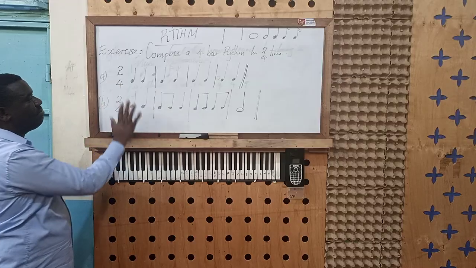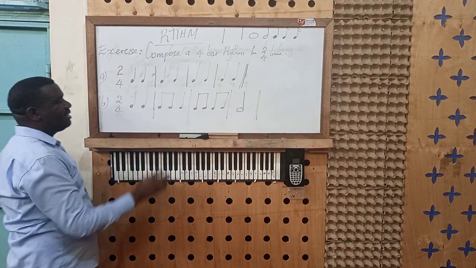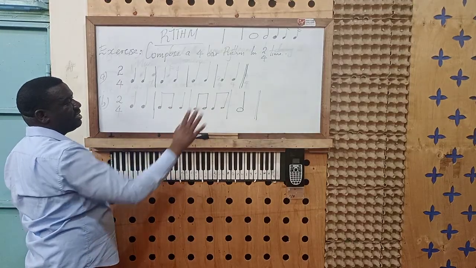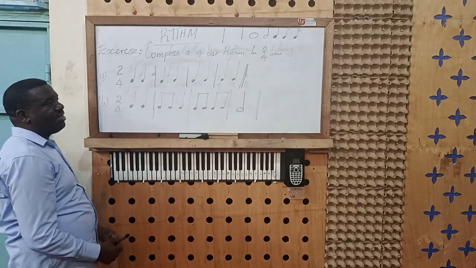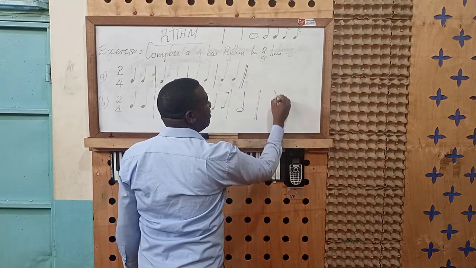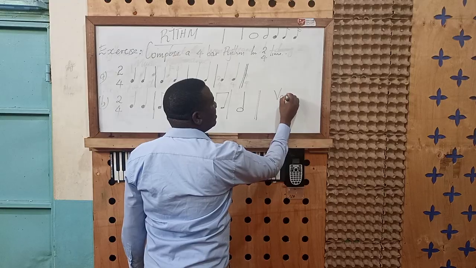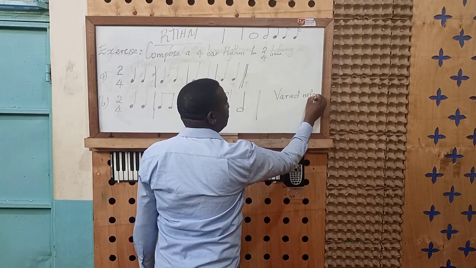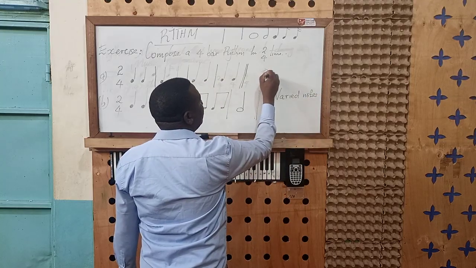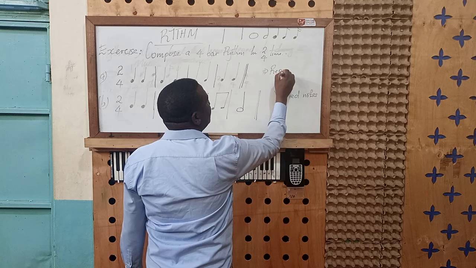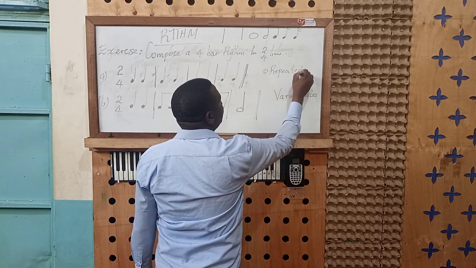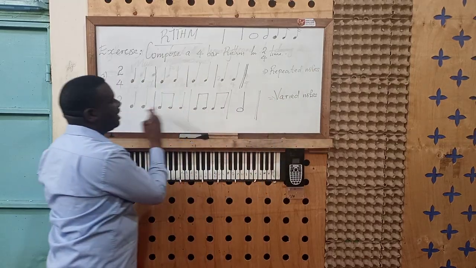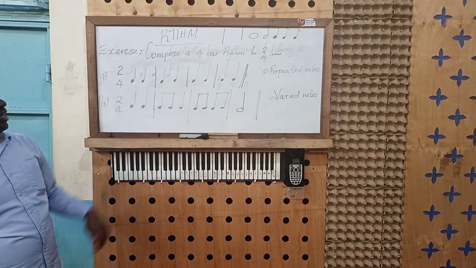Time signature is the same, 4 bars, and the value in each bar is the same. 2 crochets in each bar. It's only that the second rhythm, I've used varied notes. The first one, I've used repeated notes, and this one is varied notes. You just vary the notes.